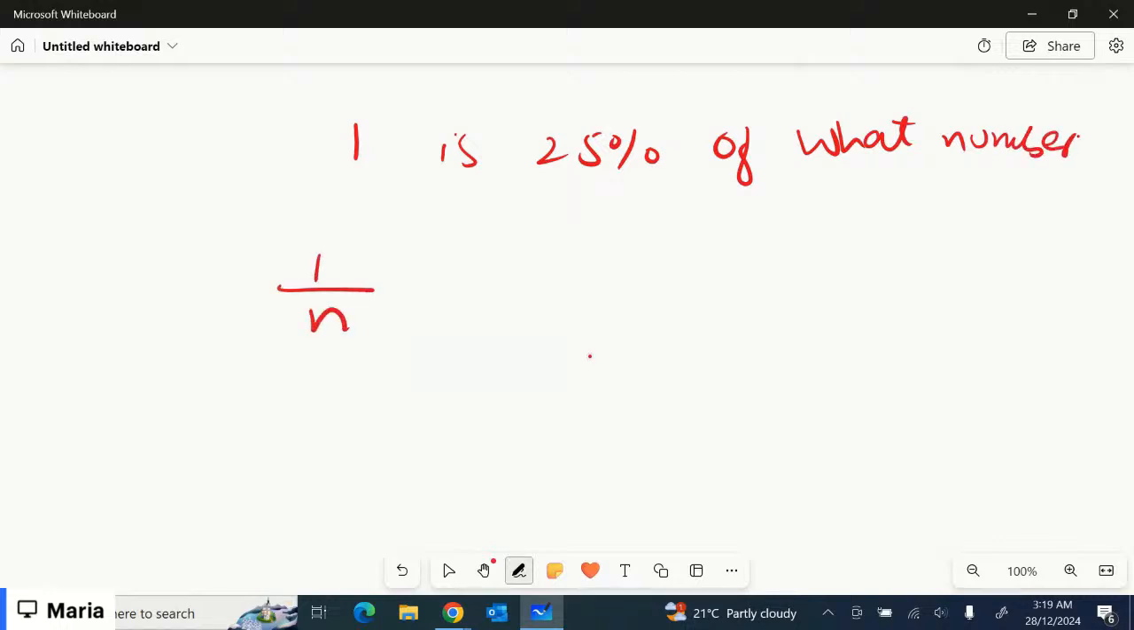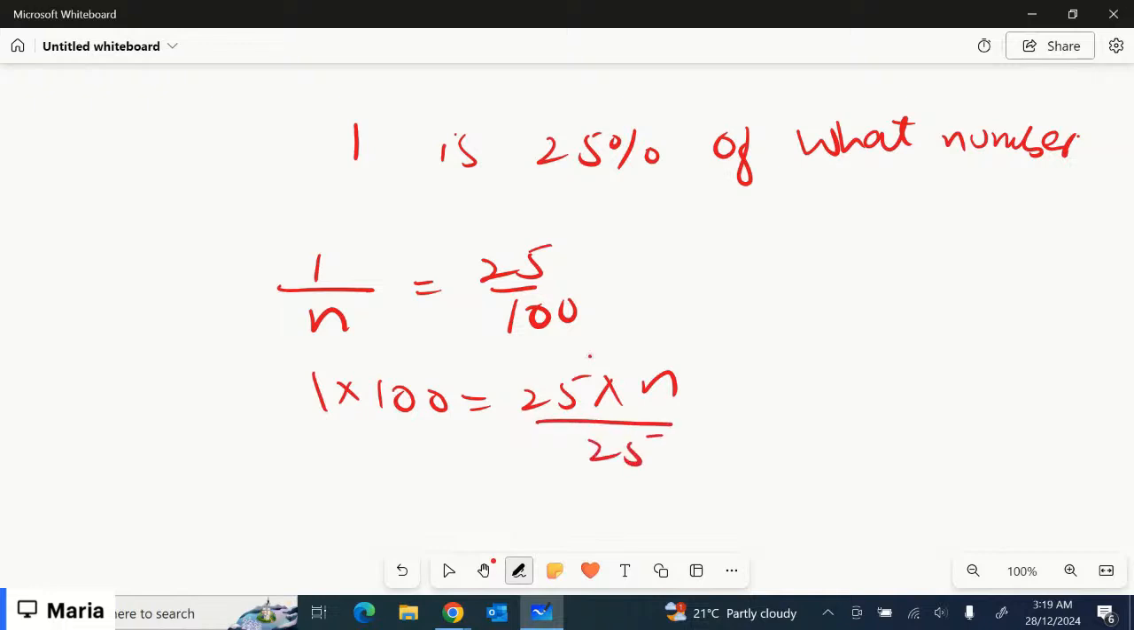You have to calculate 1 divided by n equals 25 over 100. So that is 100 times 1 and 25 times n. Divide both sides by 25. That is 4. So 1 is 25% of 4.